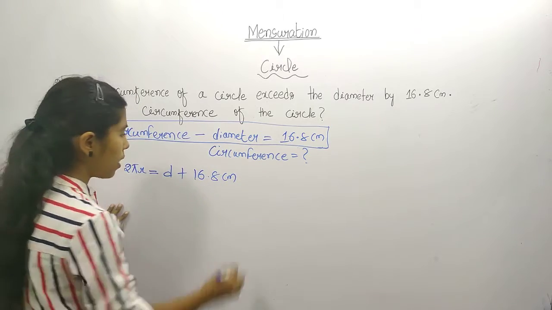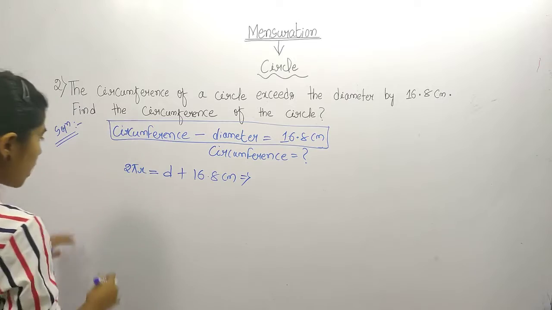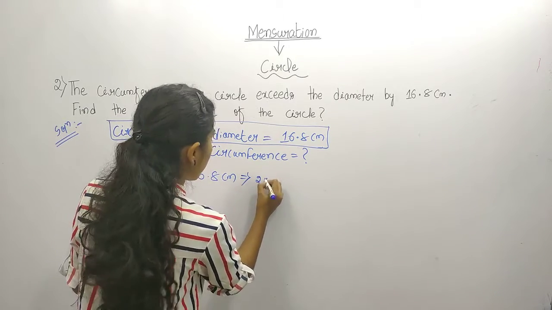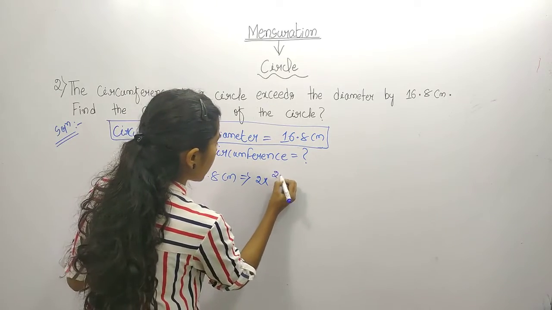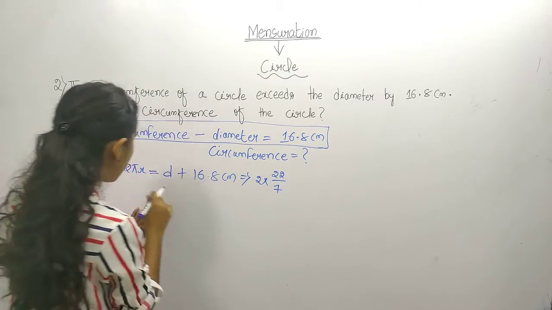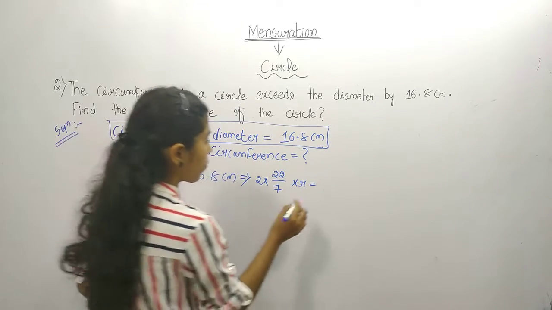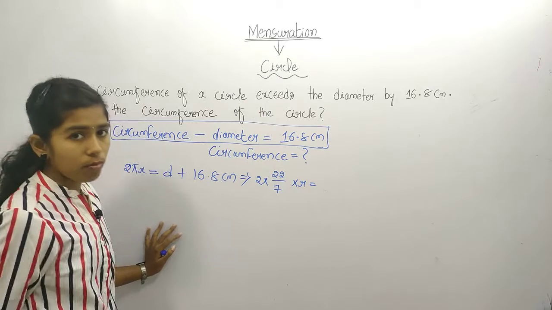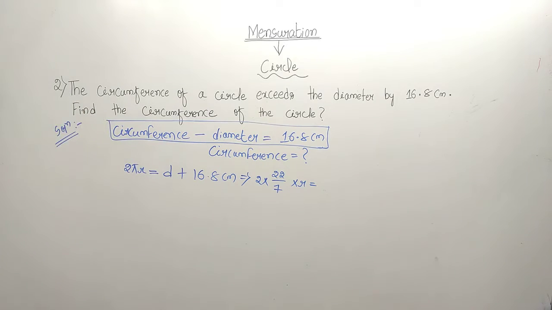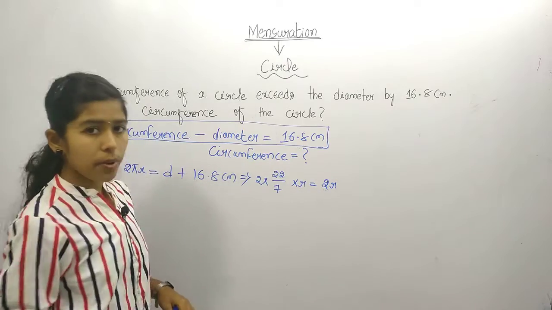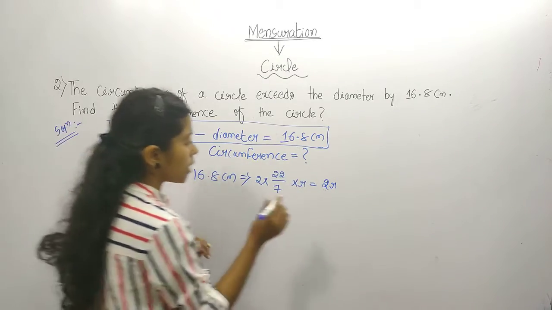cm. Okay, so that implies, here you see 2 pi r. 2 into pi is 22 divided by 7, into r equals d. How much is d? 2r. So instead of d, what do we have to write? 2r. Diameter equals 2r plus 16.8.